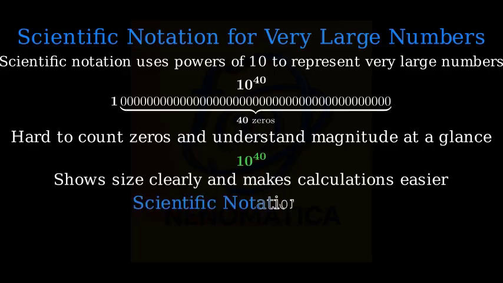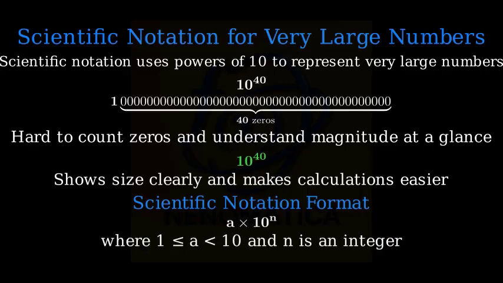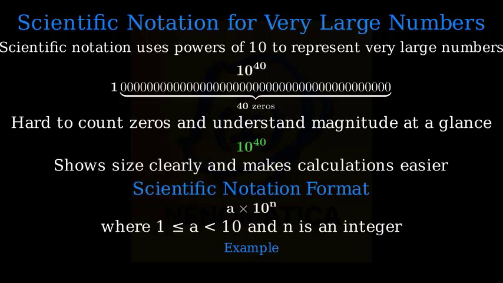Any positive decimal number can be written in the form of a decimal number multiplied by a power of 10. We can express this as a times 10 to the power of n, where a is a decimal number between 1 and 10, and n is an integer. Let's look at an example to understand this better.